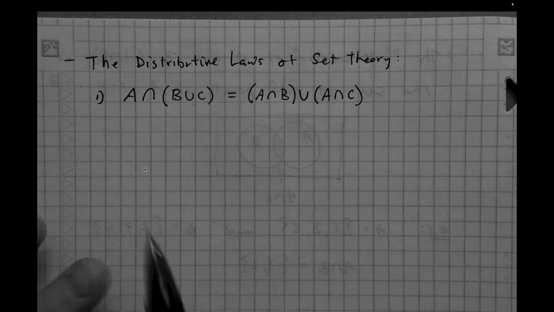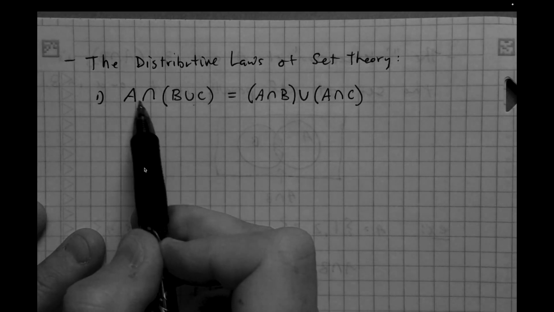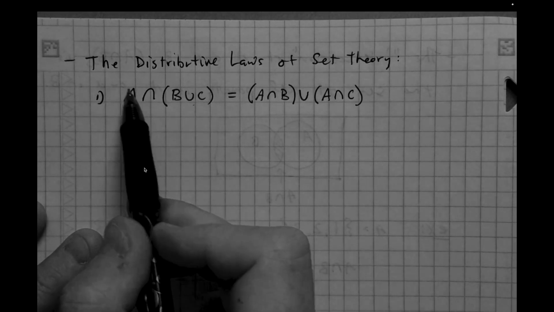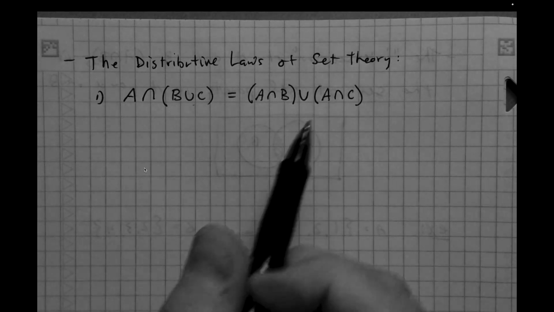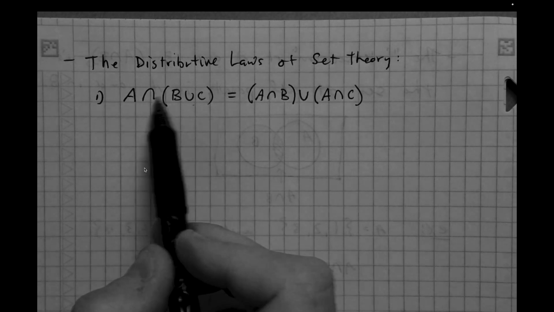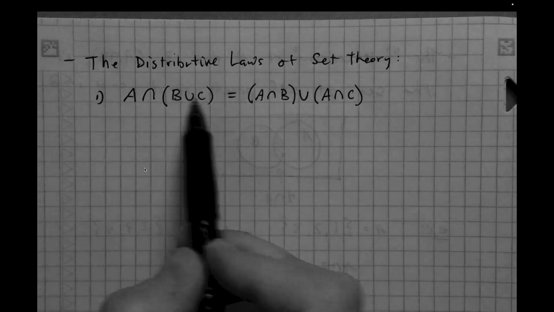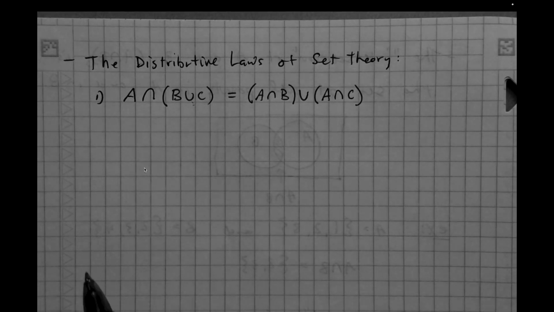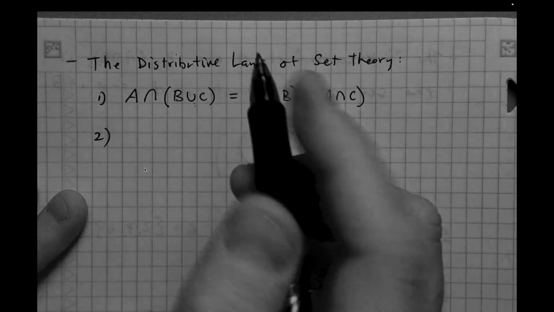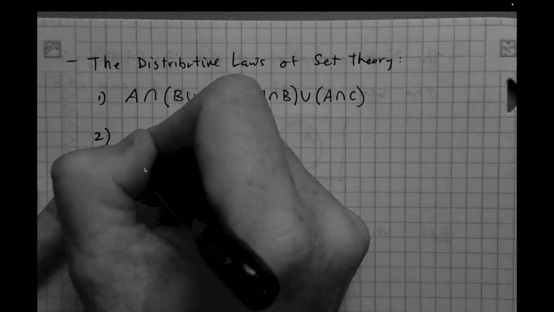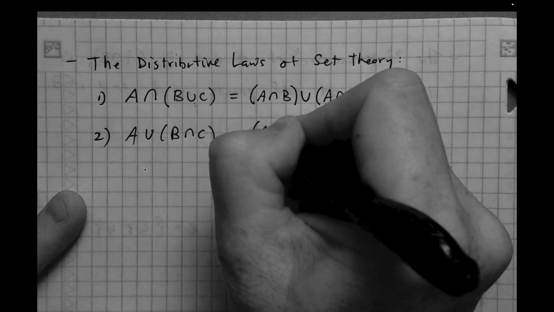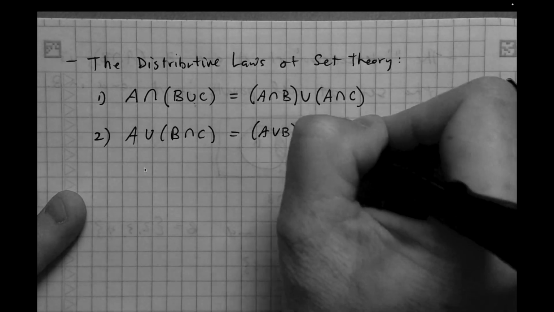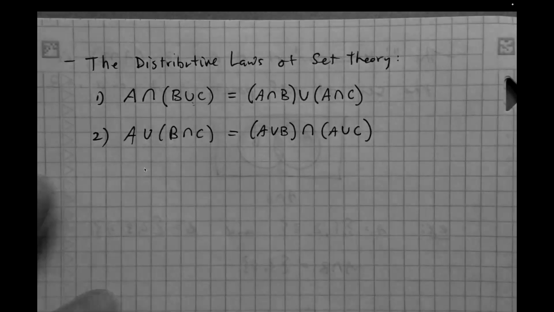It's called the distributive law because you can think of it like distributing, right? So if this was x times y plus z, you would know how to treat that. And similarly, you treat the distributive law of set theory, right? So A and B, and then or A and C. So it's almost exactly the same as the distributive laws that we're used to from arithmetic. Okay, and then the second one just uses the different set operations. So A or B and C, right, and you get the same pattern. So A or B and A or C.